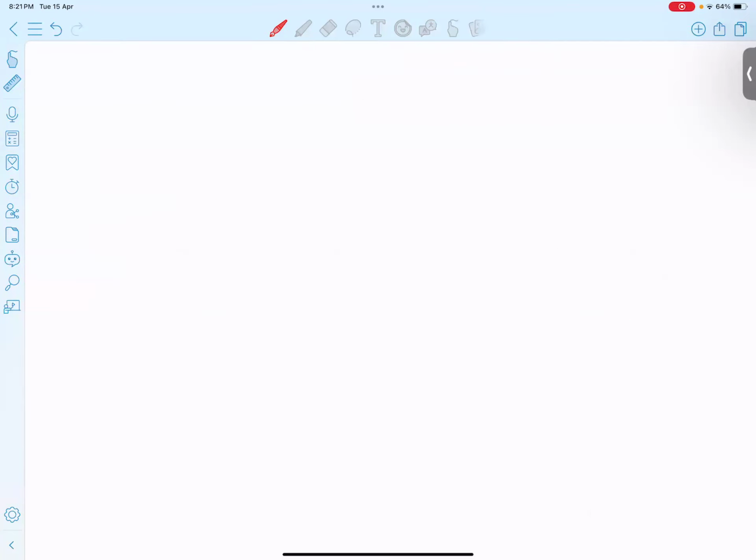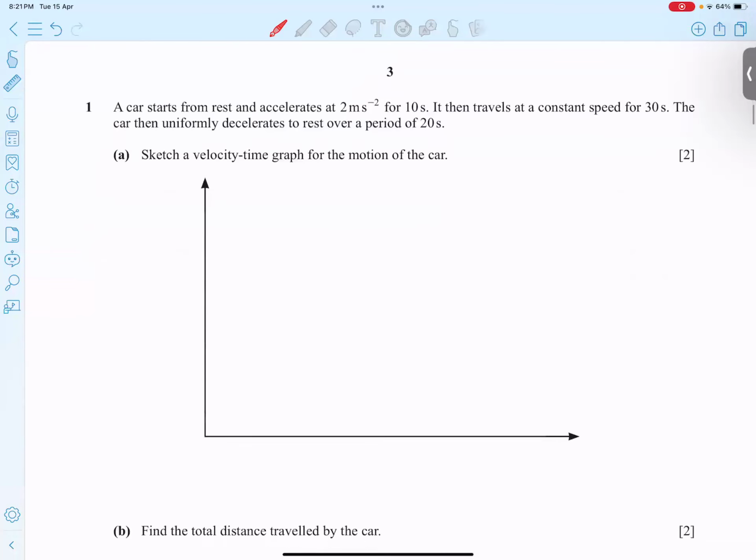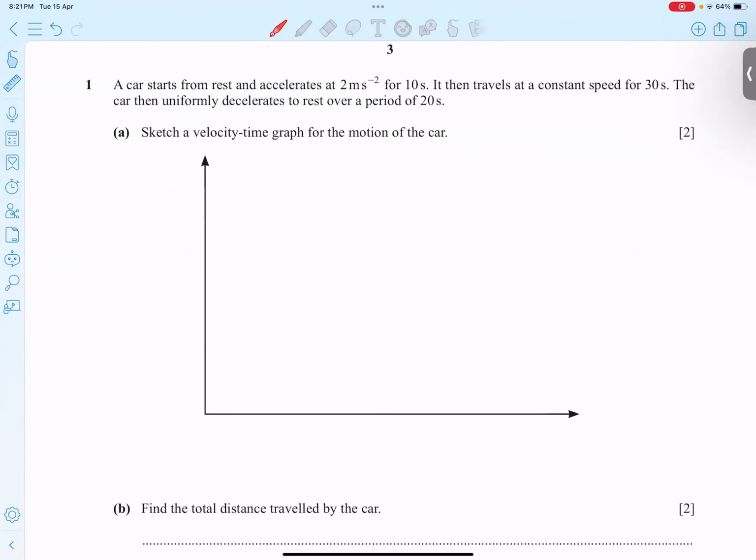We are going to start and concentrate. Question number one, the car starts from rest and accelerates for 10 seconds. So you know it very well how we can do it. Acceleration is equal to v over t. Acceleration is 2 and v I don't know, and here I have a 10. So velocity becomes 20. So it means I will make a line.